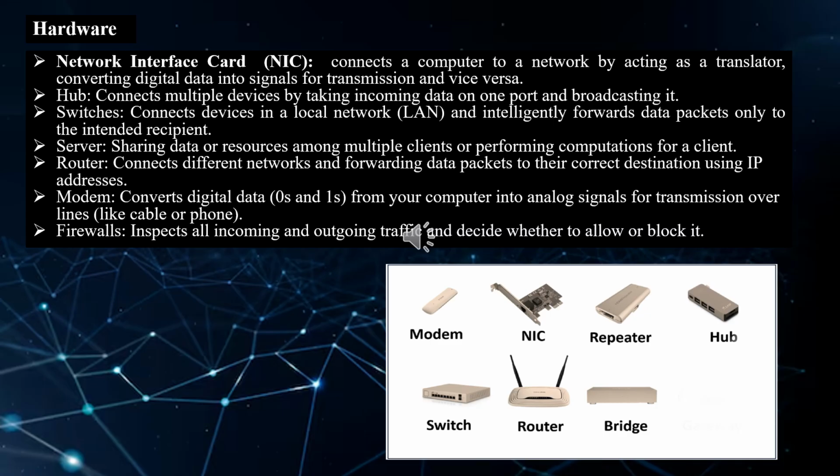Server. Sharing data or resources among multiple clients. Router. It connects different networks and forwards data packets to their correct destination using IP addresses. Modem. It converts digital data, zeros and ones, from your computer into analog signals for transmission over lines. Firewalls. Inspects all incoming and outgoing traffic and you decide whether to allow or block it.